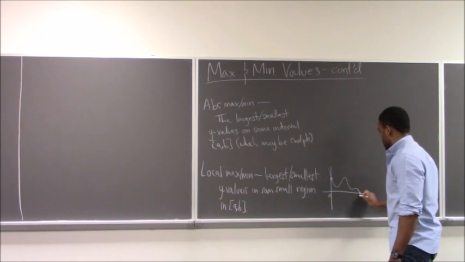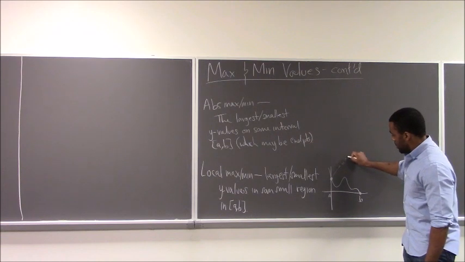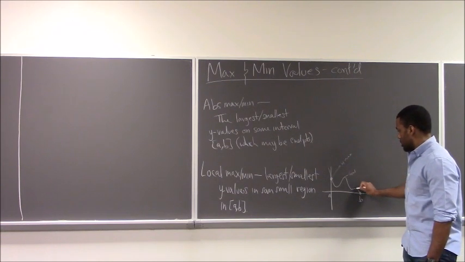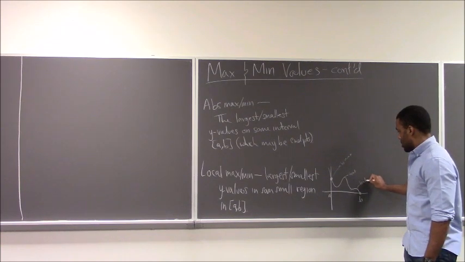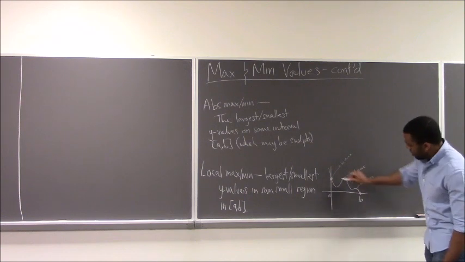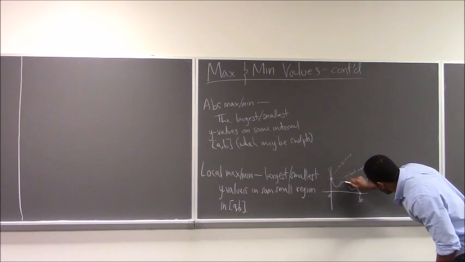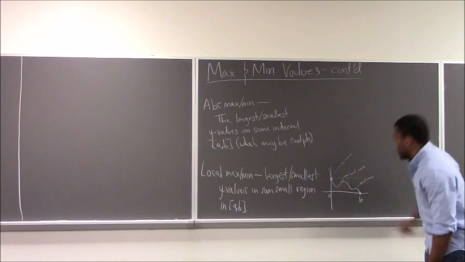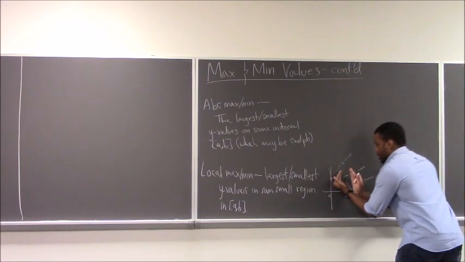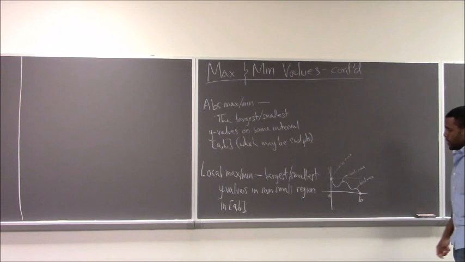Let's say that's our a and that's our b. Then this guy here would be the absolute max, but these guys here would be local maxes. The difference is the y value for this one is higher. It's the biggest on the entire interval, while in small regions, this one is the biggest. And that was kind of the difference.